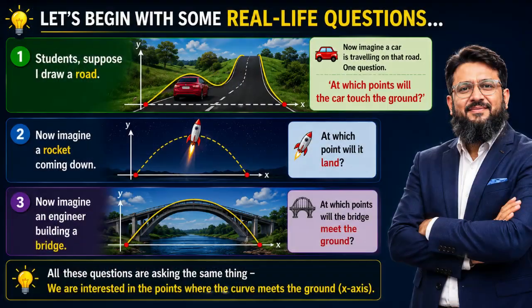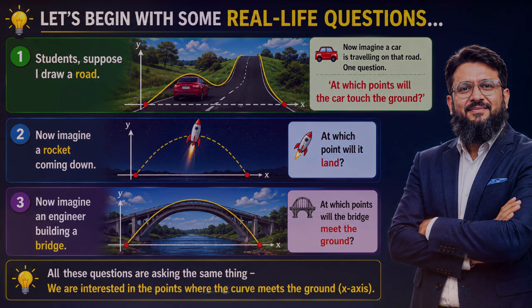Let us begin with some real life questions. Students, suppose I draw a road. Now imagine a car is traveling on that road. One question, at which point will the car touch the ground? Now imagine a rocket coming down. At which point will it land? Now imagine an engineer builds a bridge. At which points will the bridge meet the ground? All these questions are asking the same thing. We are interested in points where the curve meets the ground, the x-axis.